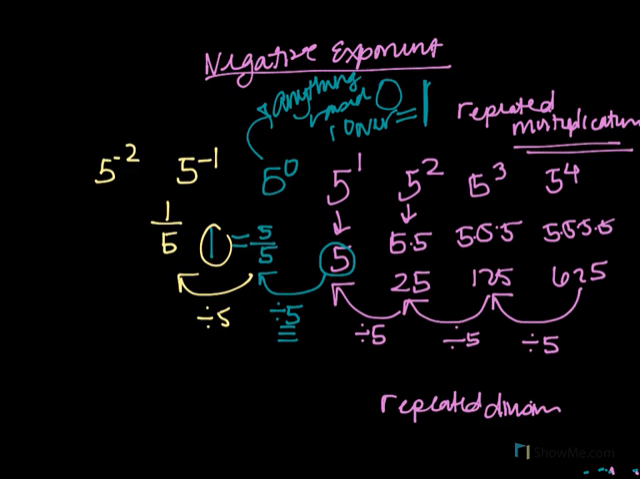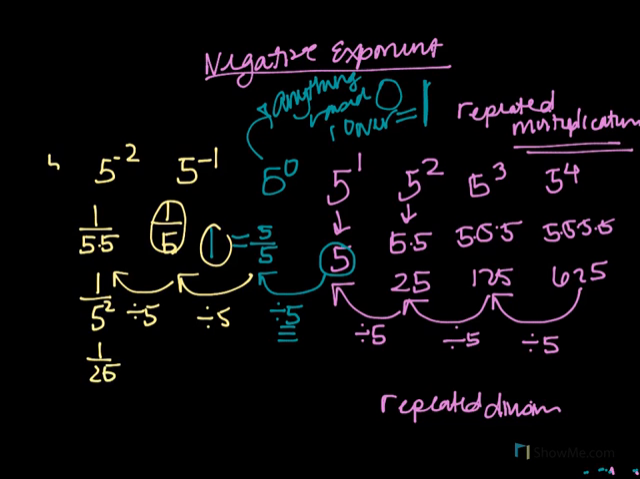5 to the negative second is my previous answer divided by another factor of 5, or 1 over 2 factors of 5, which is 1 over 5 squared, or I can write that as 1 over 25. 5 to the negative third is now dividing by 3 factors of 5, or 1 over 125. 5 to the negative fourth, which I ran out of room for, would be 1 over 625.